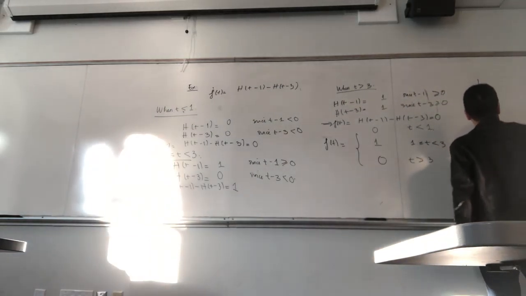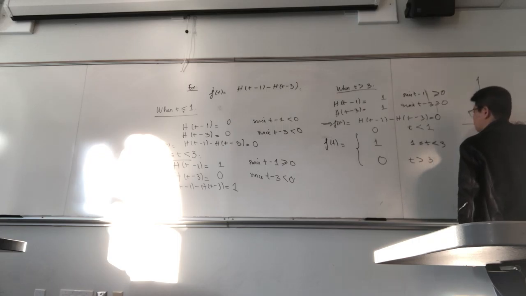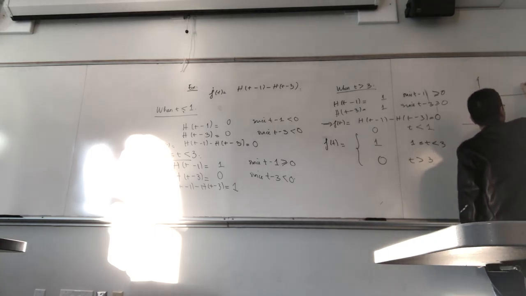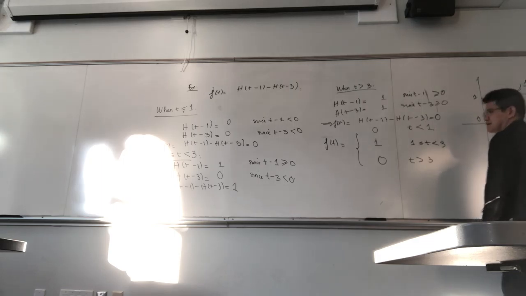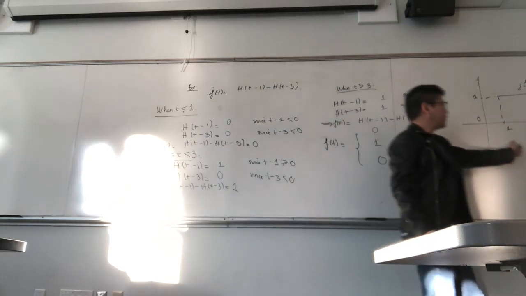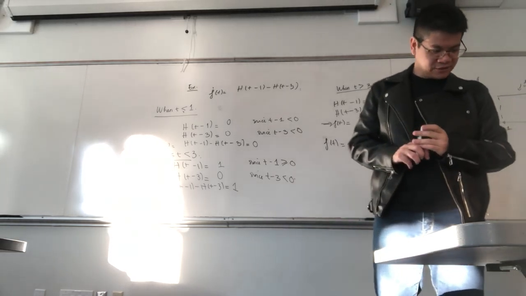So this is a piecewise function like this. So this is 1, and this is 3. So this is 1. All right, so this is the function f of t. Right? So this function f of t will be 1 from 1 to 3, and 0 elsewhere. It's good? Questions?